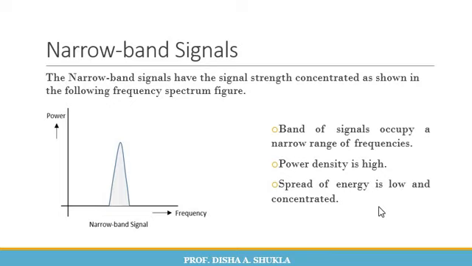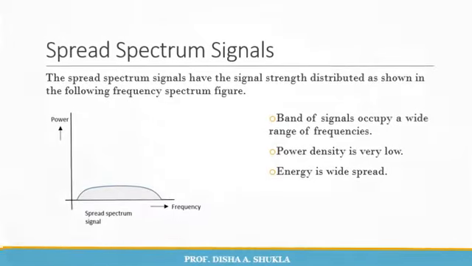Moving further, when you apply spread spectrum to this narrow signal, it will spread the whole bandwidth over a larger frequency, and hence now the power density is low and the energy is spread, so the signal will occupy a wide range, and this kind of signal is hard to intercept.